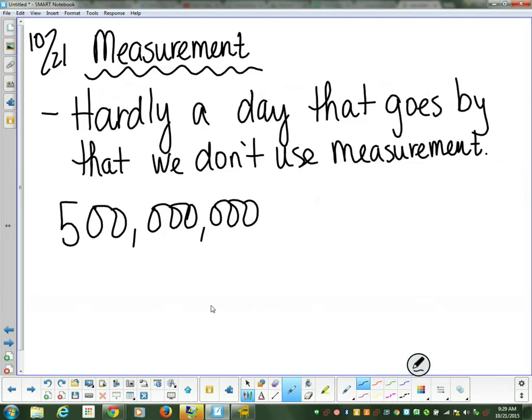And what happens is sometimes when we start to have really big numbers, it can get confusing. And so what we do is we use something that is called scientific notation. Okay? So I'm going to first give you the definition, and then we'll go through what scientific notation is.